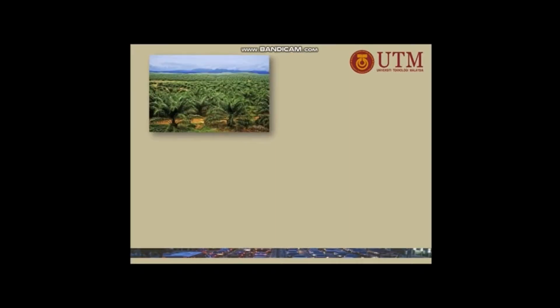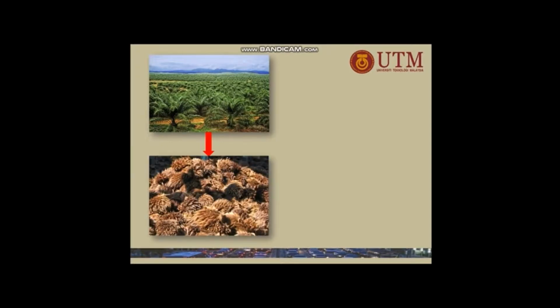Malaysia is actually one of the largest producers and exporters of palm oil in Southeast Asia. Producing palm oil may result in a lot of waste, such as palm oil kernel, palm oil fiber, empty fruit bunch and many more. However, part of this waste is usable in the palm oil mill.